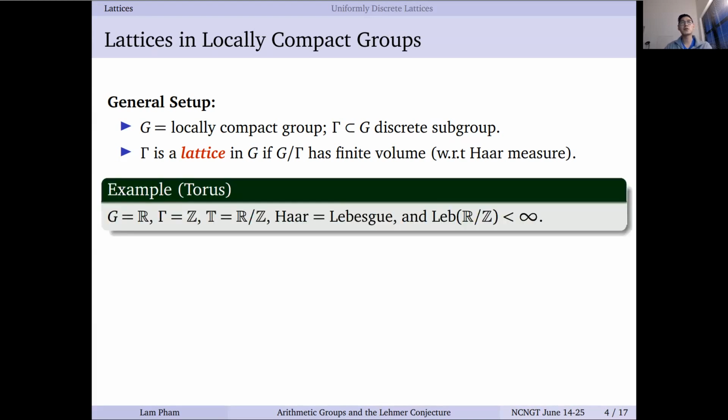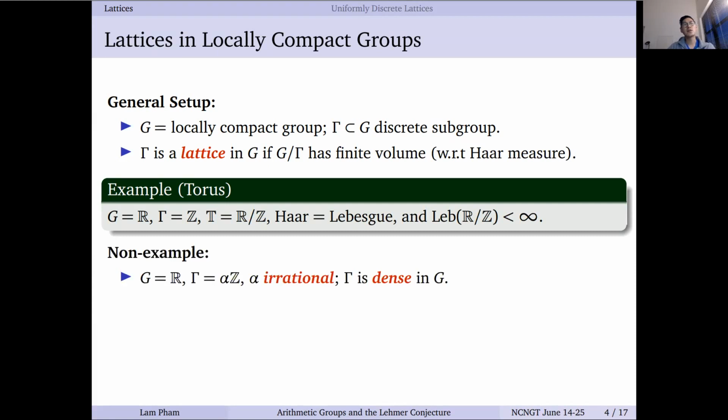The very basic, simplest example would be to take the real numbers for G and the integers for gamma, and then the quotient is just a torus equipped with the Lebesgue measure, which is the Haar measure. And this quotient has finite Lebesgue measure. Here's the non-example. If you take G equals R and gamma to be alpha times Z, where alpha is an irrational number, then this gamma will be dense in G. And so the embedding is actually quite important in this setup.